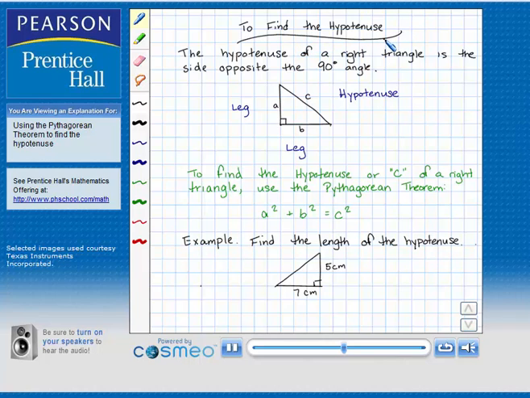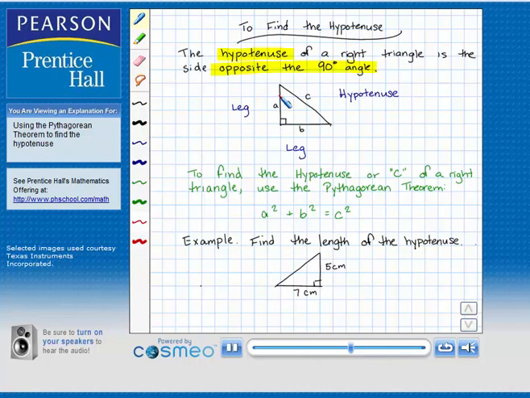Today we are working on finding the hypotenuse. To find the hypotenuse of a right triangle, we need to first identify what our hypotenuse is. The hypotenuse of a right triangle is the side opposite the 90-degree angle, and it's also going to be the longest side in our right triangle.